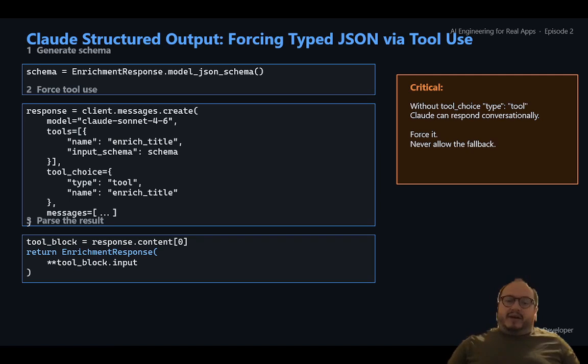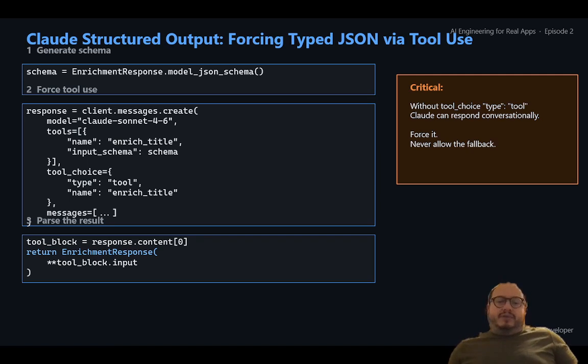With the models defined, let us wire up the Claude call. And this is where structured output does the heavy lifting. Claude supports structured output via tool use. The idea is straightforward. Instead of asking Claude to return JSON please, you define a tool with a JSON schema, and Claude's response is a tool call, a structured JSON object that matches the schema you provided.